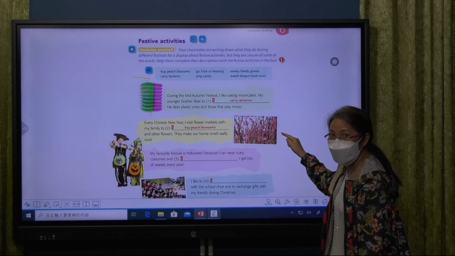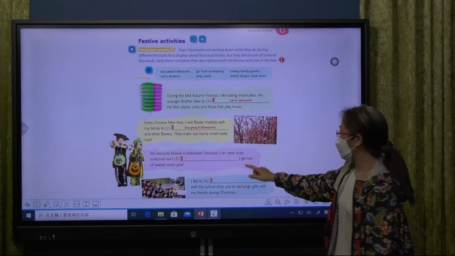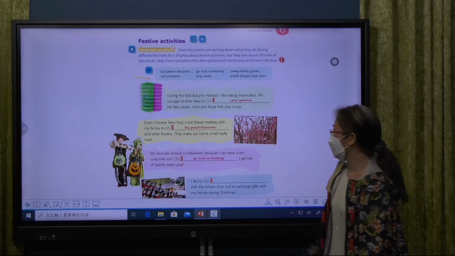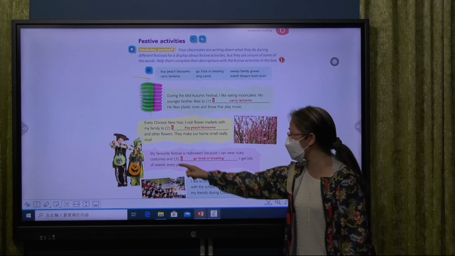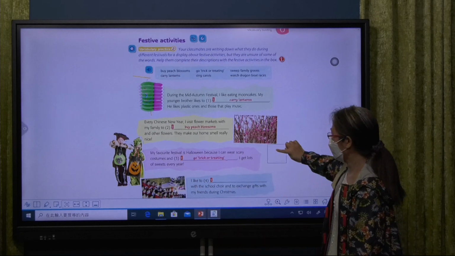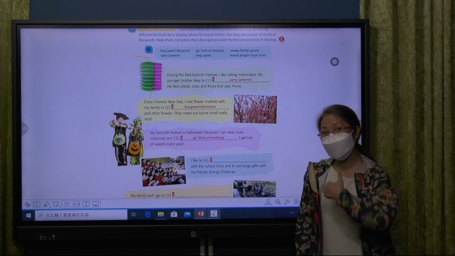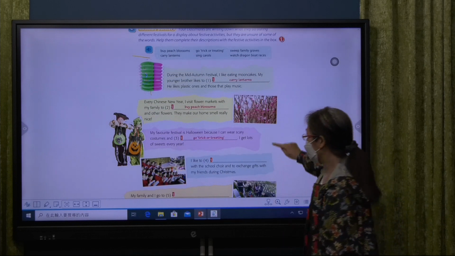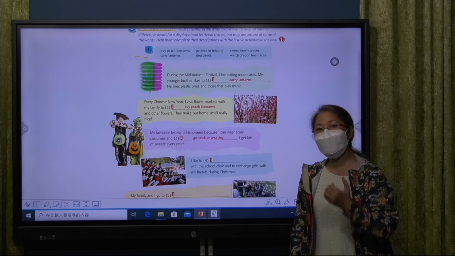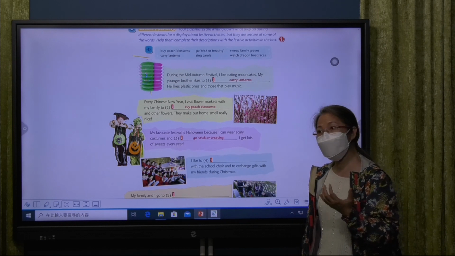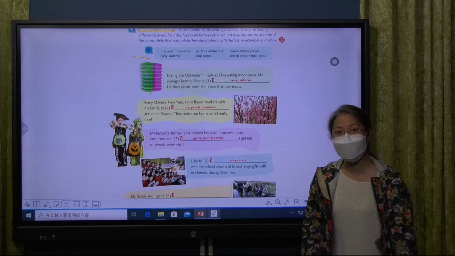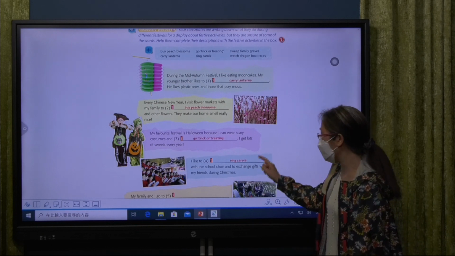This is peach blossoms. And then how about Halloween? What do you do at Halloween? Okay, you can wear scary costumes and go trick or treating. And then what can you get? You may get some candies. And then during Christmas, what can we do? Look here, what is it? Sing carols. Carols, sing carols.